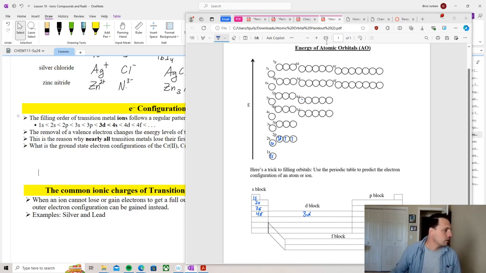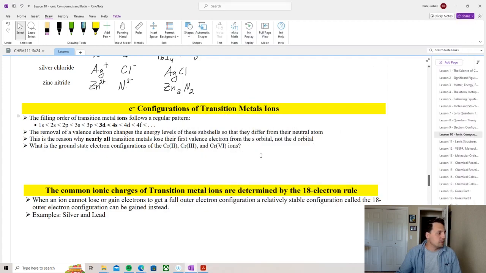So the only difference now for a transition metal ion is that this order doesn't stay the same anymore. So now we actually fill the orbitals in the numerical order. So 3s, 3p, 3d, 4s, 4p, 4d. Let's take a look at a couple of these examples.